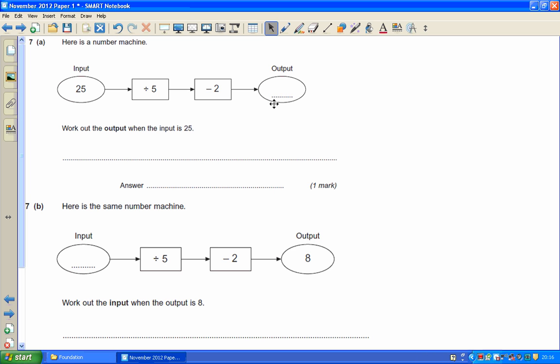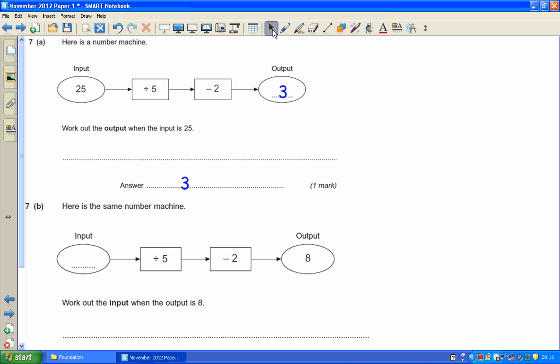Number 7, here is a number machine. Work out the output when the input is 25. Okay, so if I put 25 in here, then I'm going to divide by 5, and I'm going to take away 2, and I'm going to get my output. So 25 divided by 5 is 5, and if I take 2 away, then my output is going to be 3.